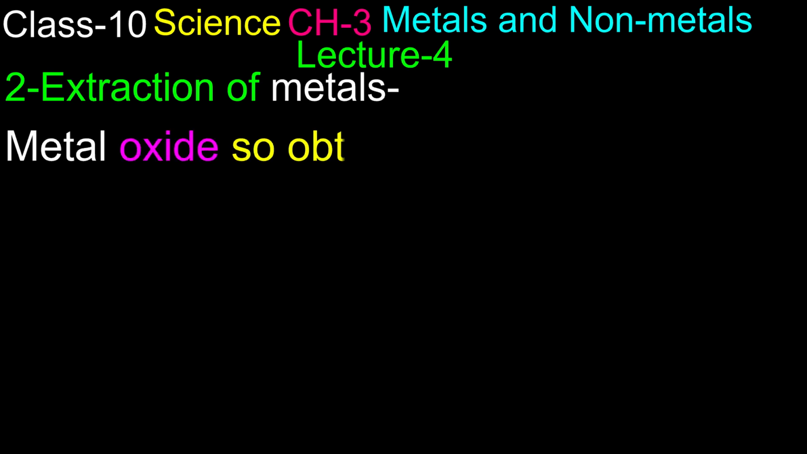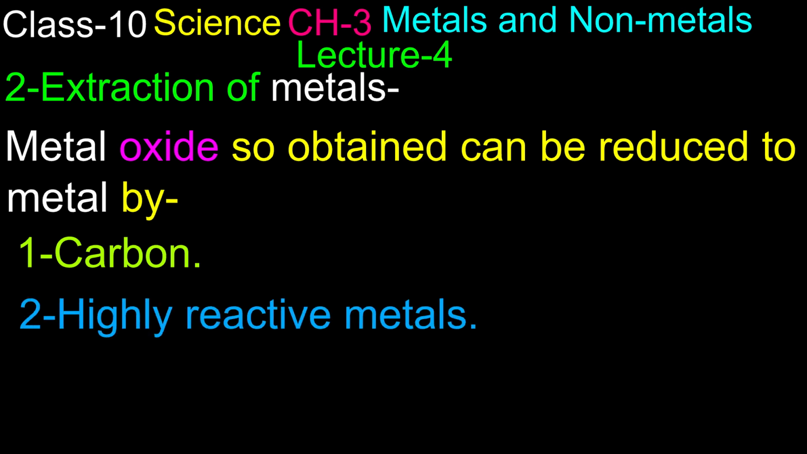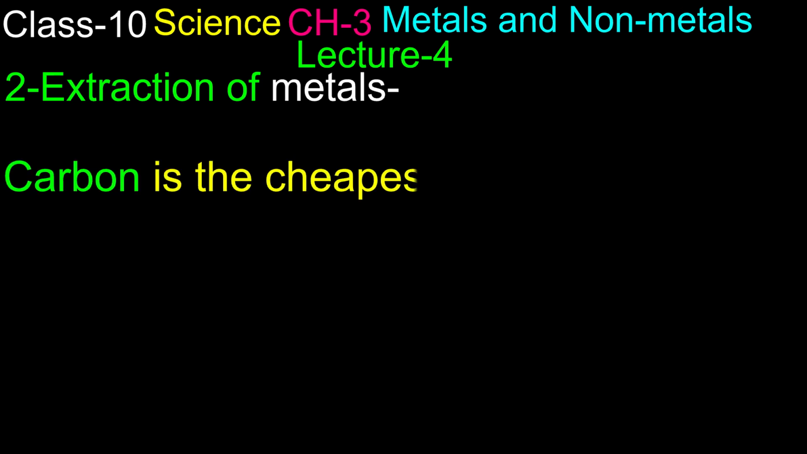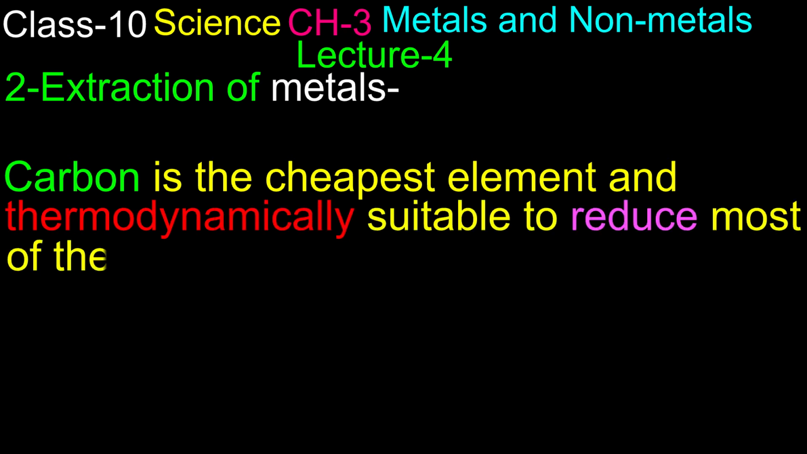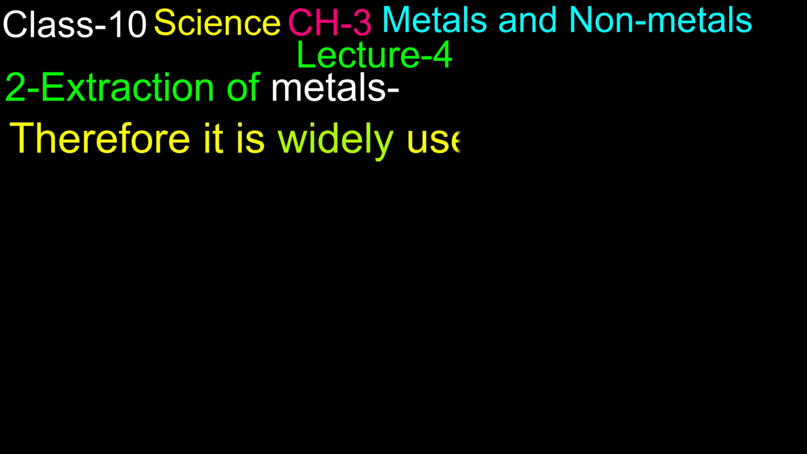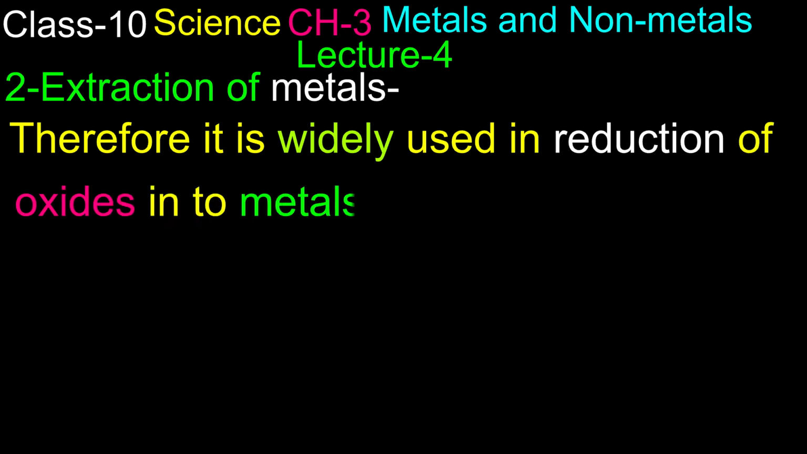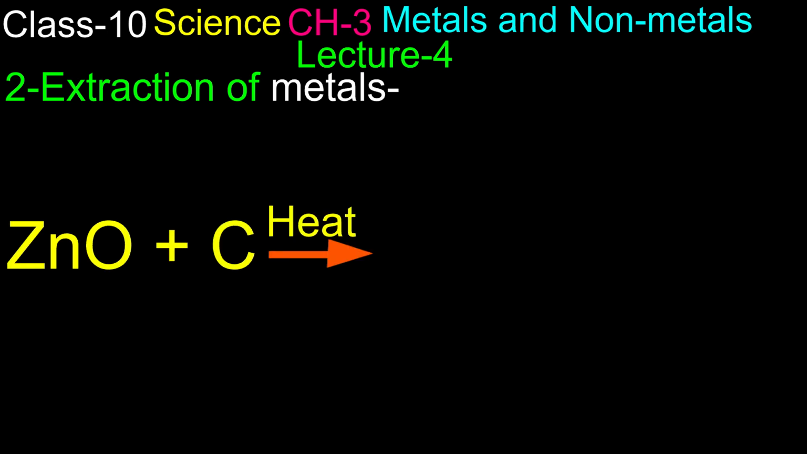Metal oxides so obtained can be reduced to metal by reduction with carbon or reaction with highly reactive metals or with hydrogen. Carbon is the cheapest element and thermodynamically suitable to reduce most of the oxides at a reasonable temperature. Therefore, it is widely used in reduction of oxides into metals. For example, ZnO plus C on being heated produce zinc and carbon dioxide.